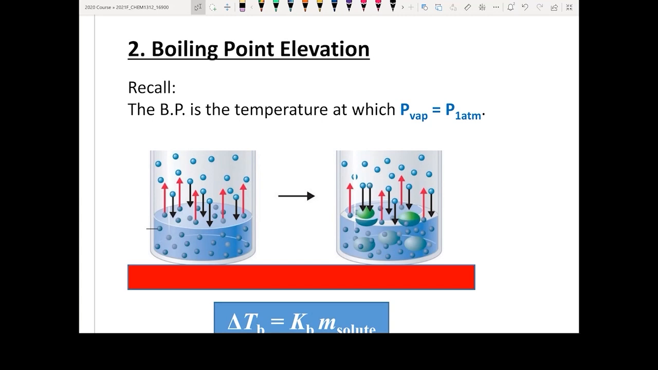In order to compensate, so that you eventually reach 1 atm of gas molecule pressure, what do you need to do? You heat harder. Once you increase the heat, the evaporation rate is going to be accelerated. And the net result is that the boiling point of your solution is going to increase.